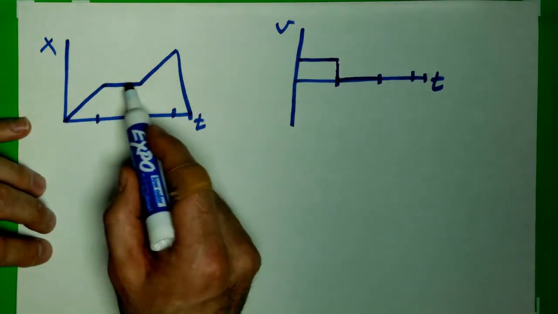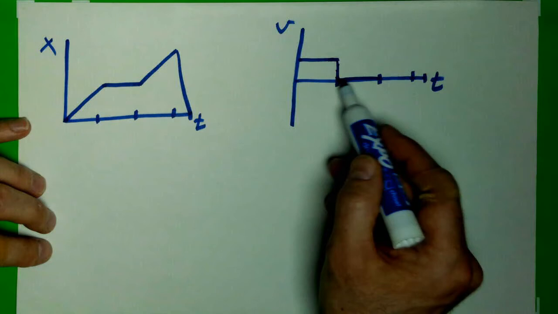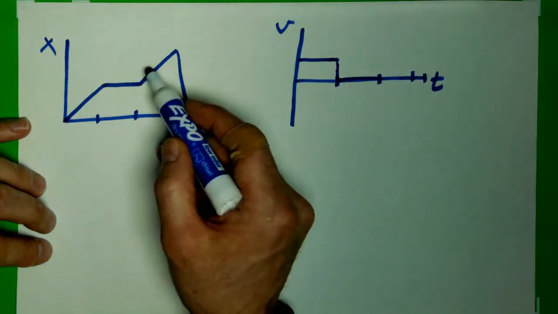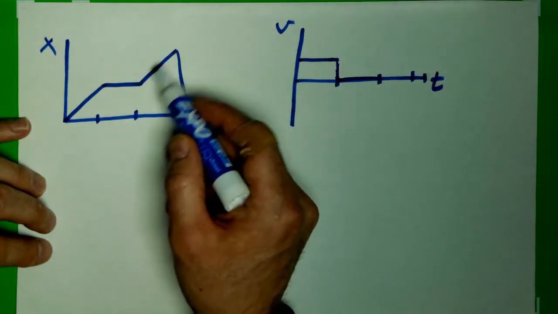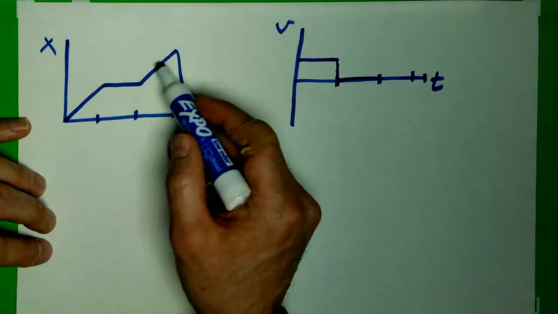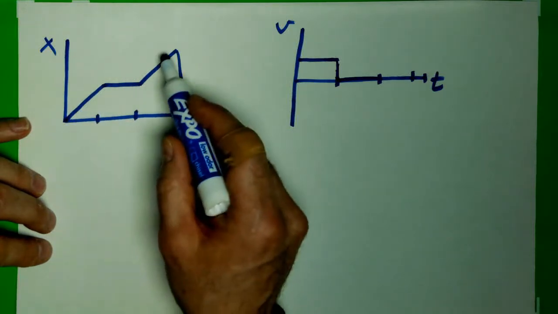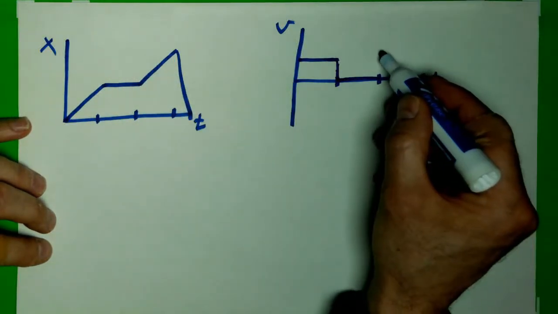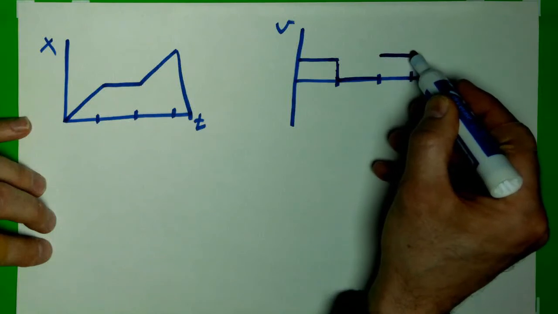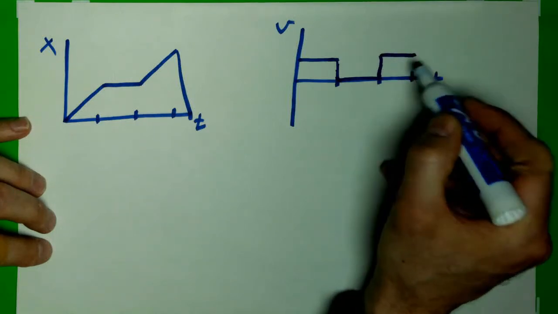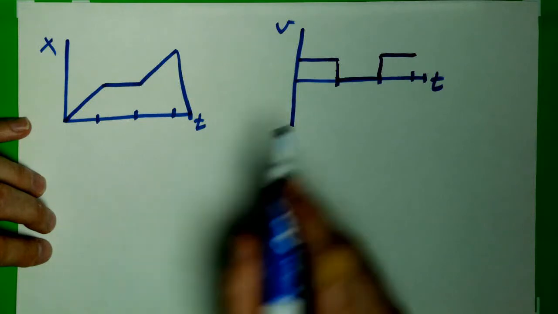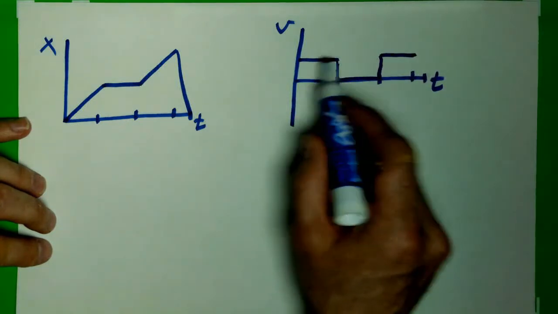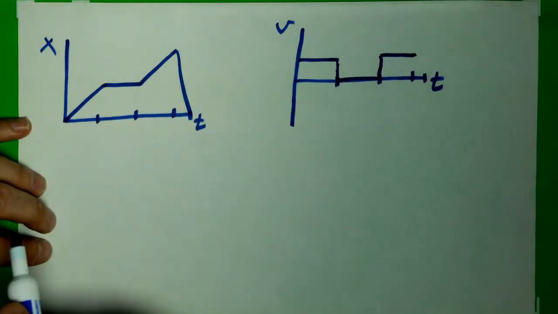A 0 slope gives us a 0 value here, and then we have a positive constant slope again, and it appears to be about the same slope, the same rise over the same run as the first leg, so it should come back up to about here, and I'll go ahead and do that connecting part here. Okay, so it should be about the same value here because it's the same slope.